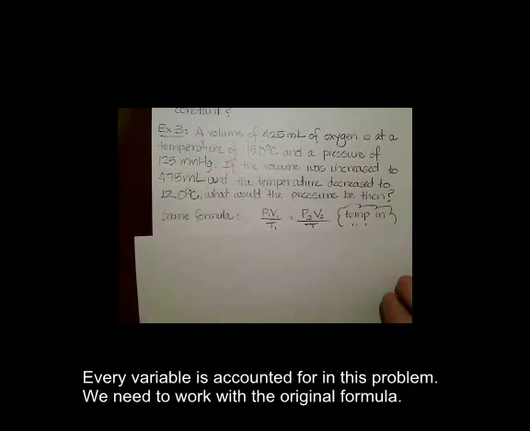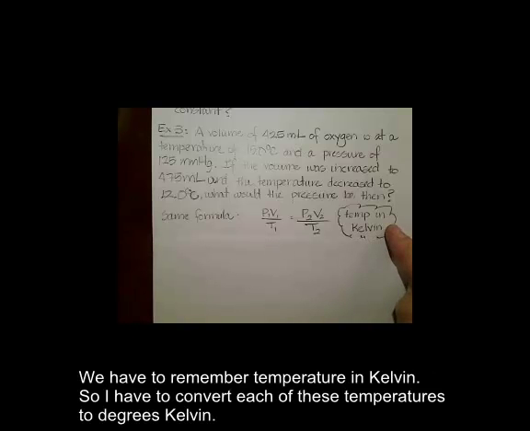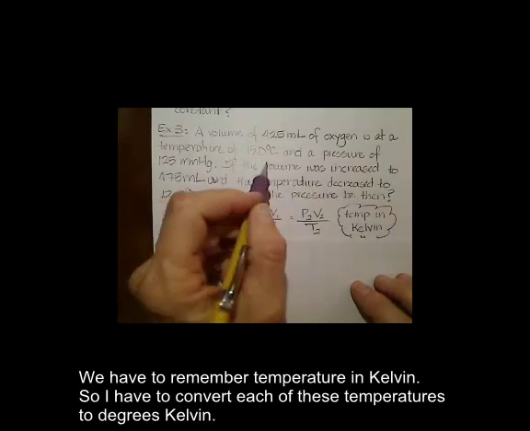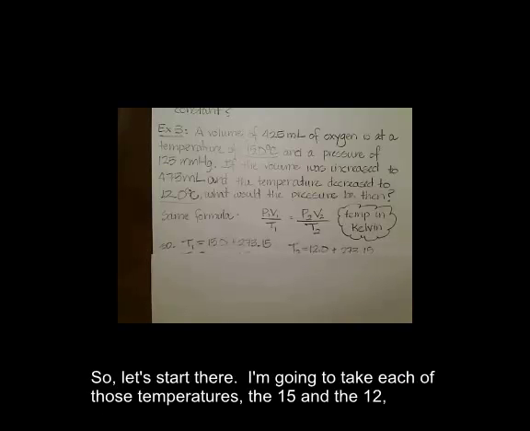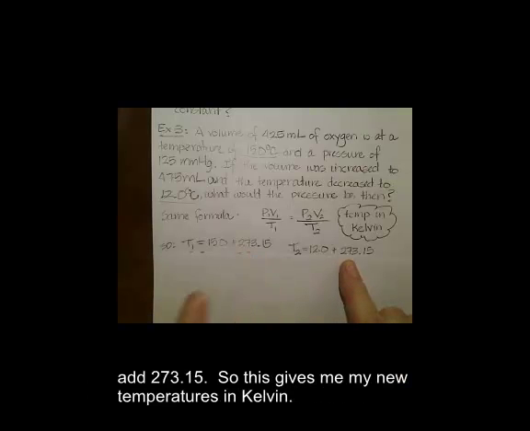We need to work with the original formula, and we have to remember temperature in Kelvin. So I have to convert each of these temperatures to Kelvin. So let's start there. I'm going to take each of those temperatures, the 15 and the 12, add 273.15. So this gives me my new temperatures in Kelvin.